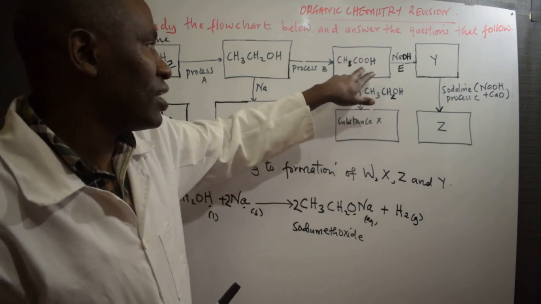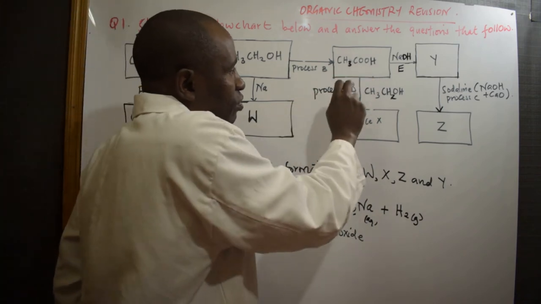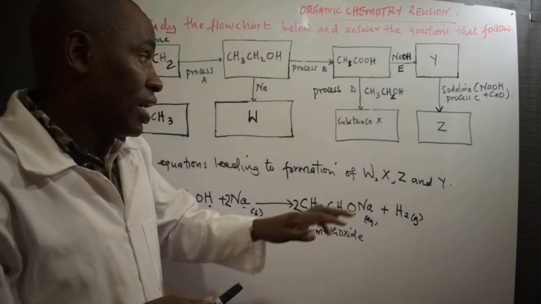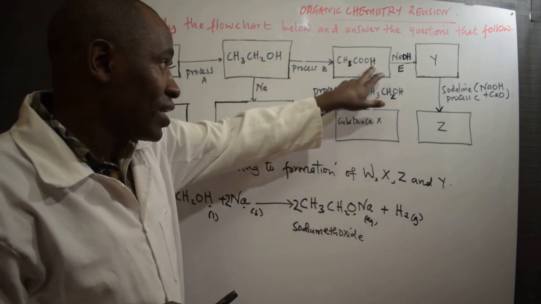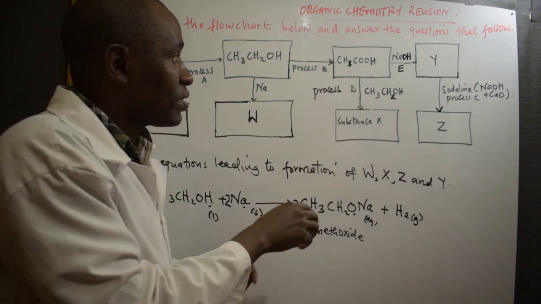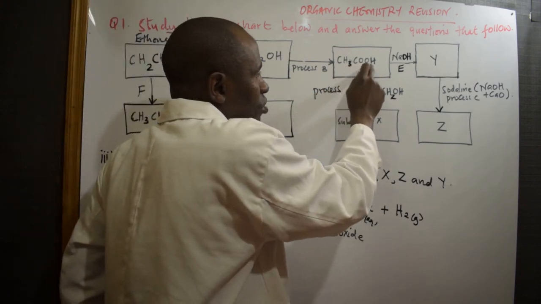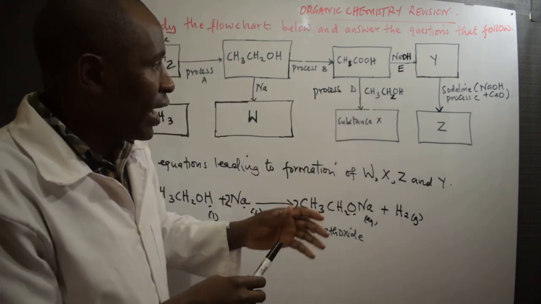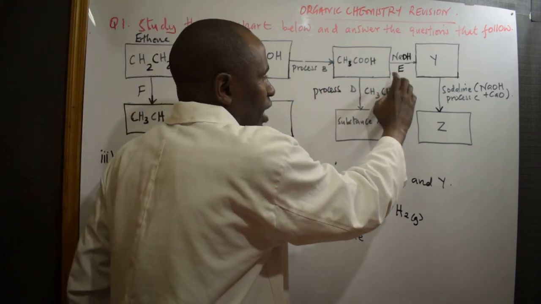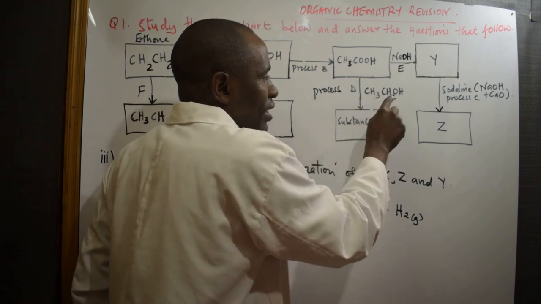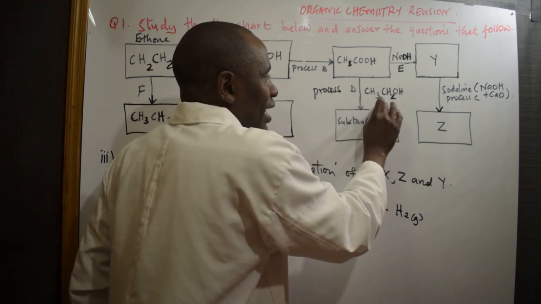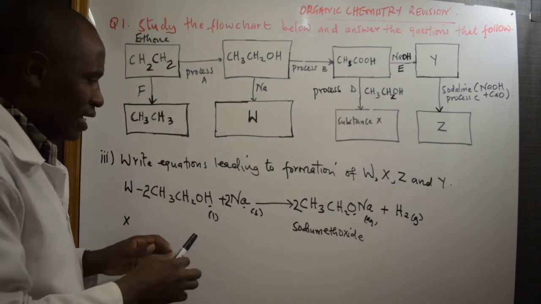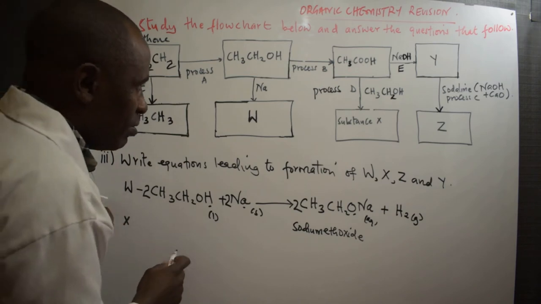As far as the alkanoic acid is concerned, it will involve the replaceable hydrogen. This replaceable hydrogen in the functional group COOH, this H here, will be involved. And as far as the alkanol is concerned, the main reactant will be the OH in the alkanol. So let's see how it will be like.